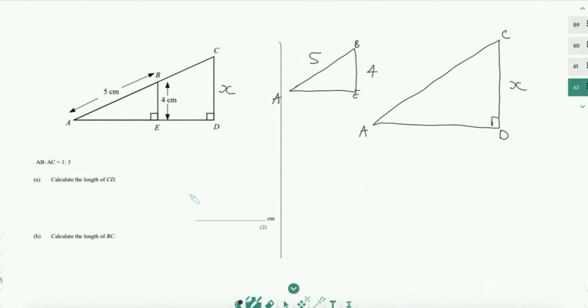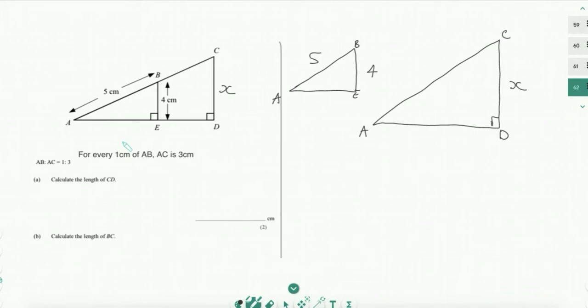Now, the trick to understanding this ratio is to interpret it. And how do we interpret it? Pretty straightforward. For every 1 centimeter of AB, AC is 3 centimeters. Because you can see here, AB is 1 centimeter and AC is 3 centimeters. So we can write it out. For every 1 centimeter of AB, AC is 3 centimeters.